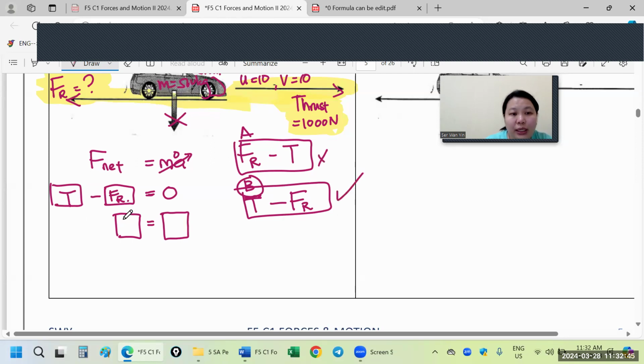So now thrust equals frictional force. Since we want the frictional force, the frictional force equals thrust, 1000 Newton.